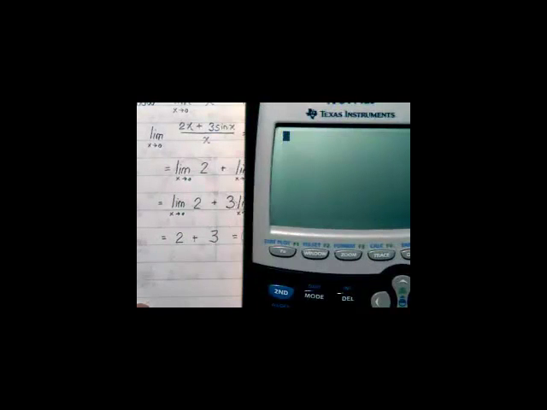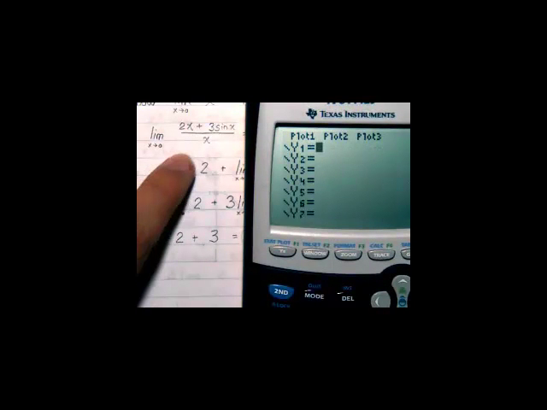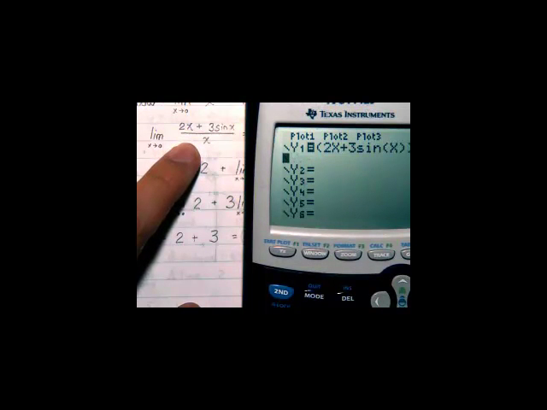Let's take a look at this one. Calculator. Just so we can visually see this thing as well, we should see a function that is approaching 5 at 0. So we're going to go back and put the original problem I gave you guys to work on into your y equals. That should be in parentheses 2x plus 3 sine x, all divided by x.